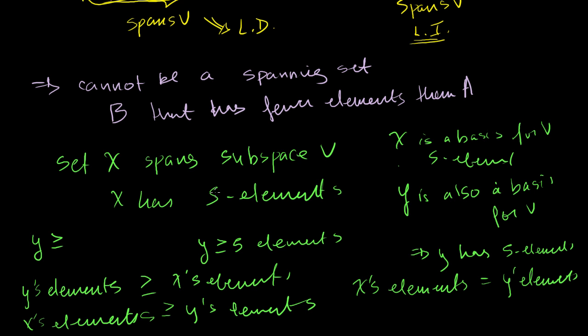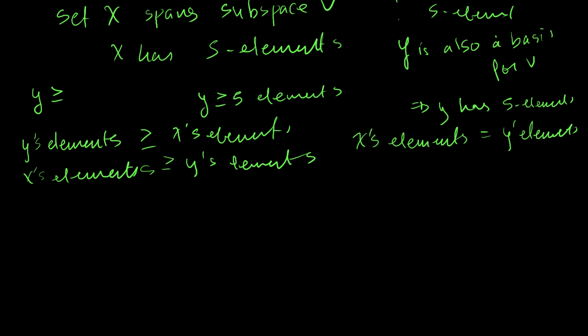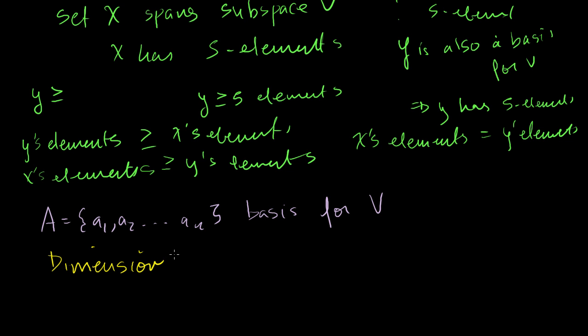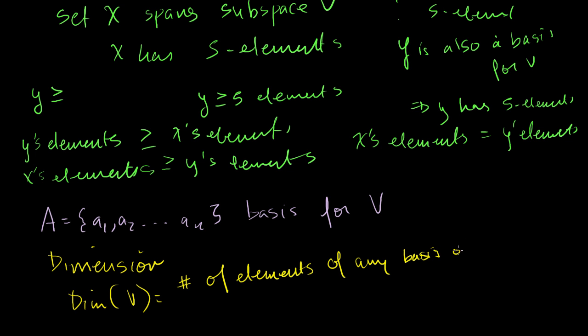And so now we know that any basis for a vector space, let me just go back to our set A. A is equal to A1, A2, all the way to AN. We can now say that any basis for some subspace V, they all have the same number of elements. And so we can define a new term called the dimension. The dimension of V, sometimes written just dim V, is equal to the number of elements, sometimes called the cardinality, of any basis of V.